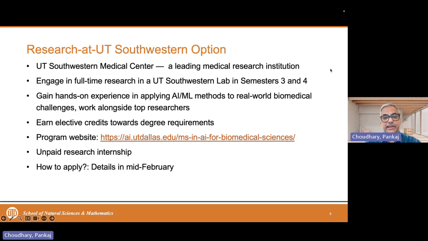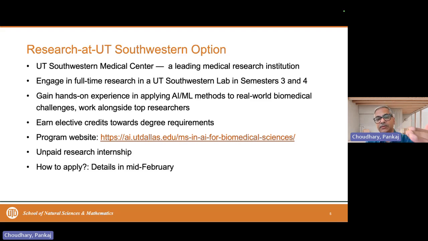So again, note that by working in a lab at UT Southwestern, you will be working alongside top researchers, and they are very excited about having students from this program who are going to have this AI and ML skills that they will learn in the first year of the program.